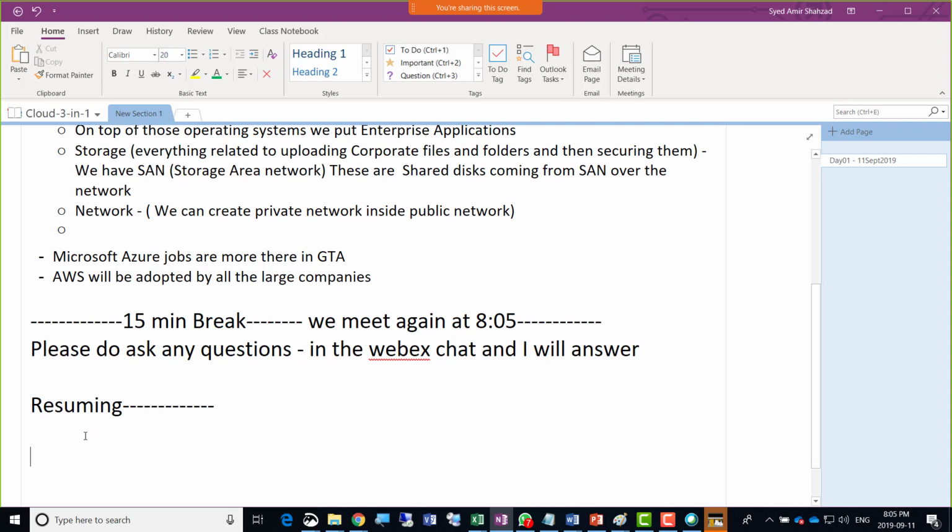So just answering the question here, will we be doing the labs? AWS labs we will be doing by creating our free 1-year user account. And this is available for 1 year. So that's one thing.